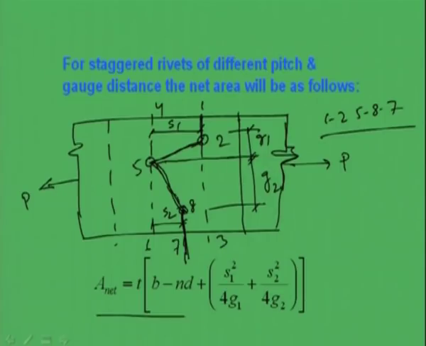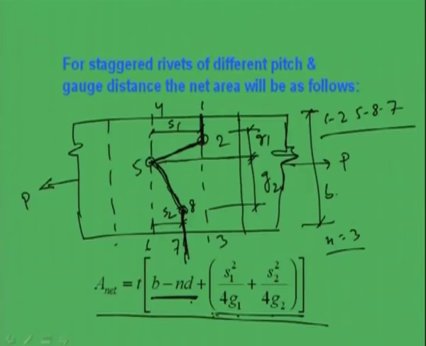So in that case, net area can be calculated in this way. A net will be T into B minus ND plus S1 square by 4G1 plus S2 square by 4G2. That means here B is the width of the plate, and N will be 3 for this particular case, right. So one chance of failure is like this, it will go like this and this. So in that case we are reducing by ND, but because of stagger we have to add this much, S1 square by 4G1 plus S2 square by 4G2.